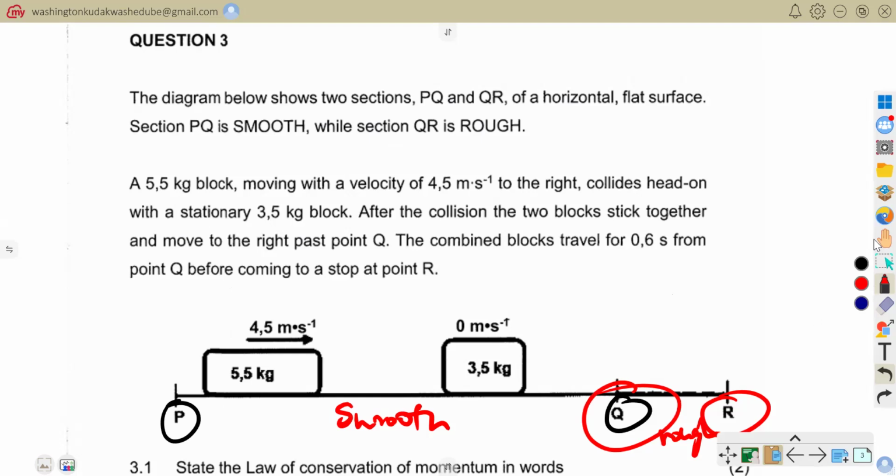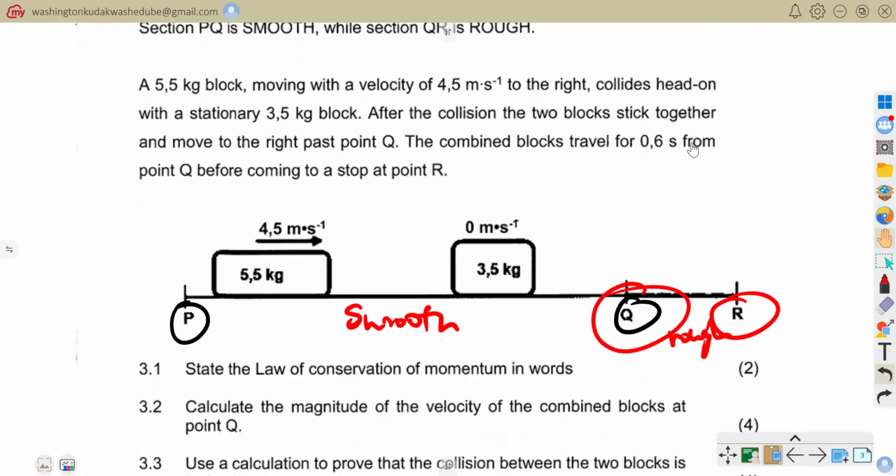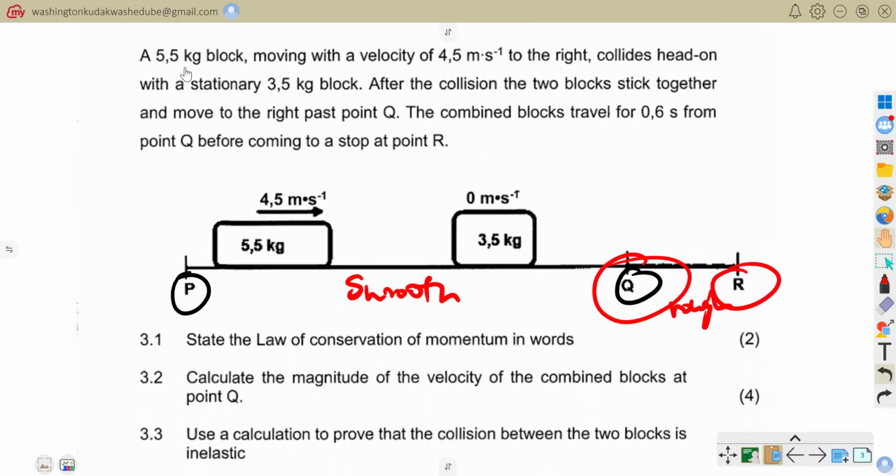They go on to say that a 5.5 kg block moving with a velocity of 4.5 meters per second to the right, which is this block, collides head-on with a stationary 3.5 kg block. After the collision, the two blocks stick together and move to the right past point Q. So this one is stationary, whilst this one is going that side. They collide head-on, and then they stick with each other and move to the right past point Q.